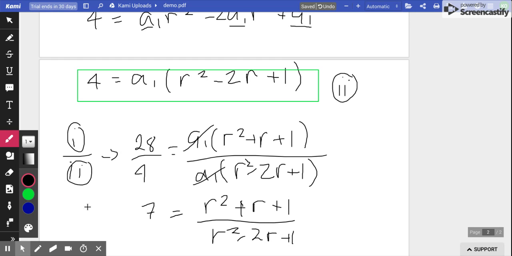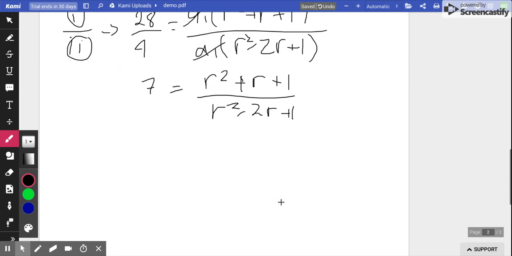My recording time is about to be over. So for this part, what you're only left to do now is basically solve this equation. What I would do is multiply this bottom part on this side. So you would basically get 7r squared minus 14r plus 7 equals r squared plus r plus 1. You would put everything on one side and solve for r. And you're done.